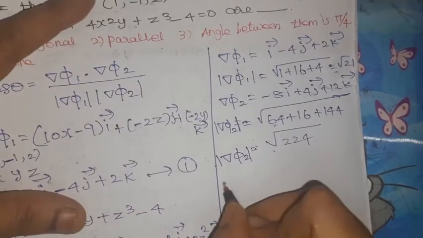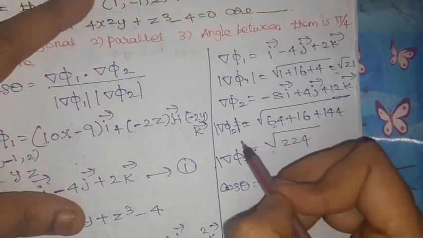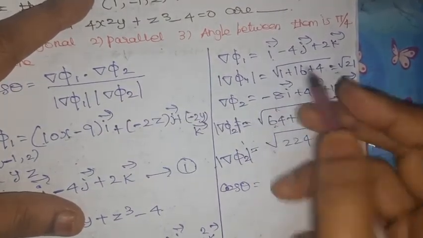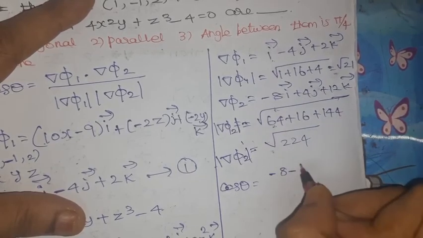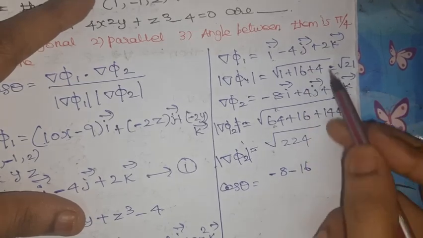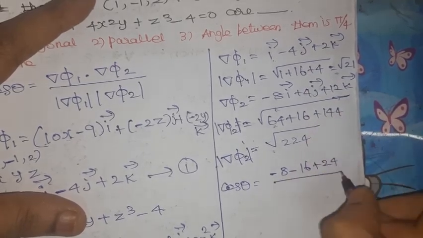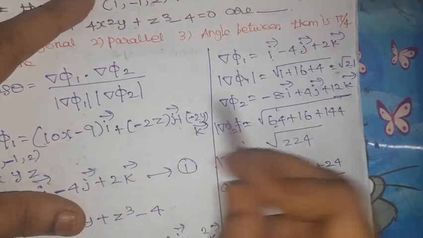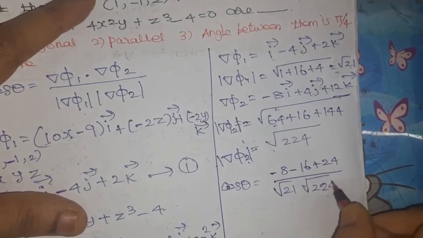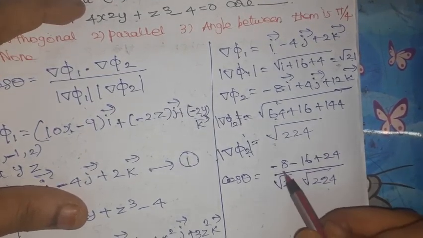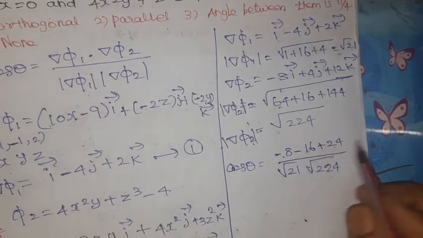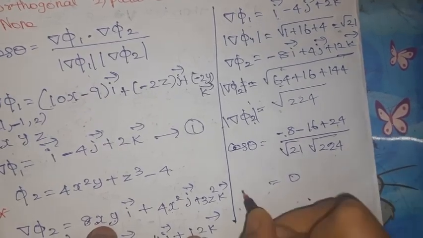Just substitute in this formula, cos theta equals del phi 1 dot del phi 2. This and this, do the dot product: minus 8 minus 16 plus 24 in the numerator. What is in the denominator? Modulus del phi 1 square root of 21, modulus del phi 2 square root of 224. So minus 8 minus 16 plus 24, so minus 24 plus 24 is 0. So cos theta value is 0.